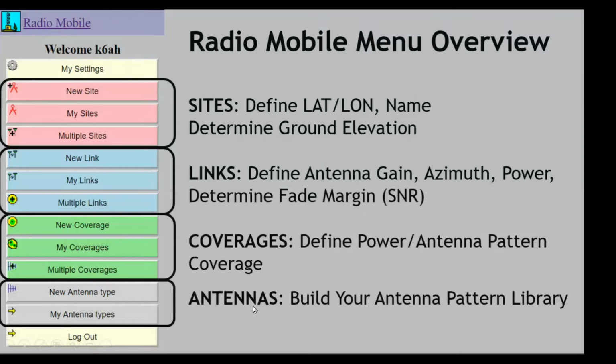Now, this last area is a little different. It's called antennas, and it's where you find your antenna pattern library. Now, what's an antenna pattern library? It's a file structure of antenna definitions and their radiation patterns. So we'll have a look at that here in just a second.